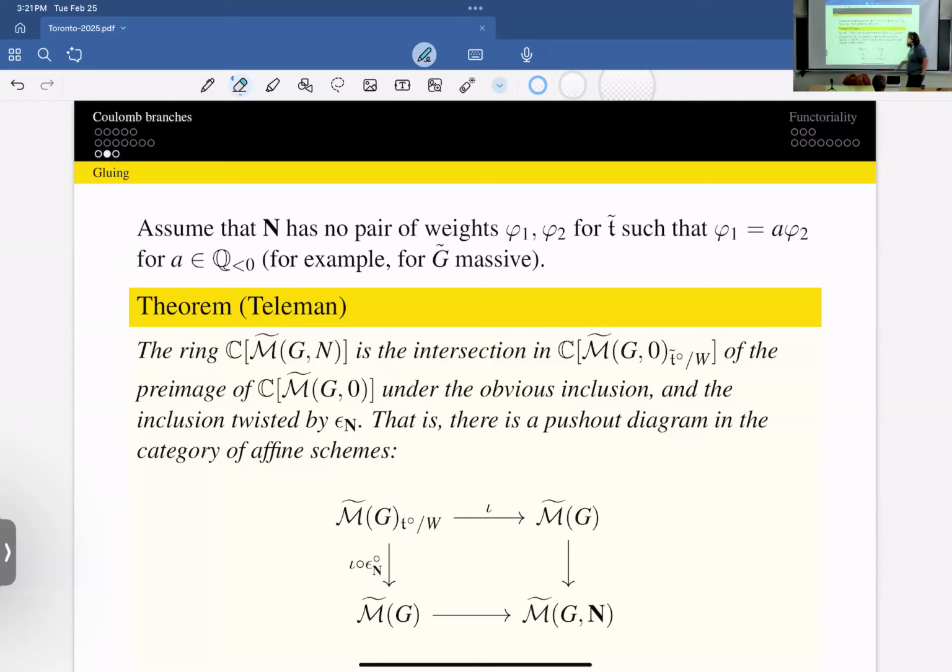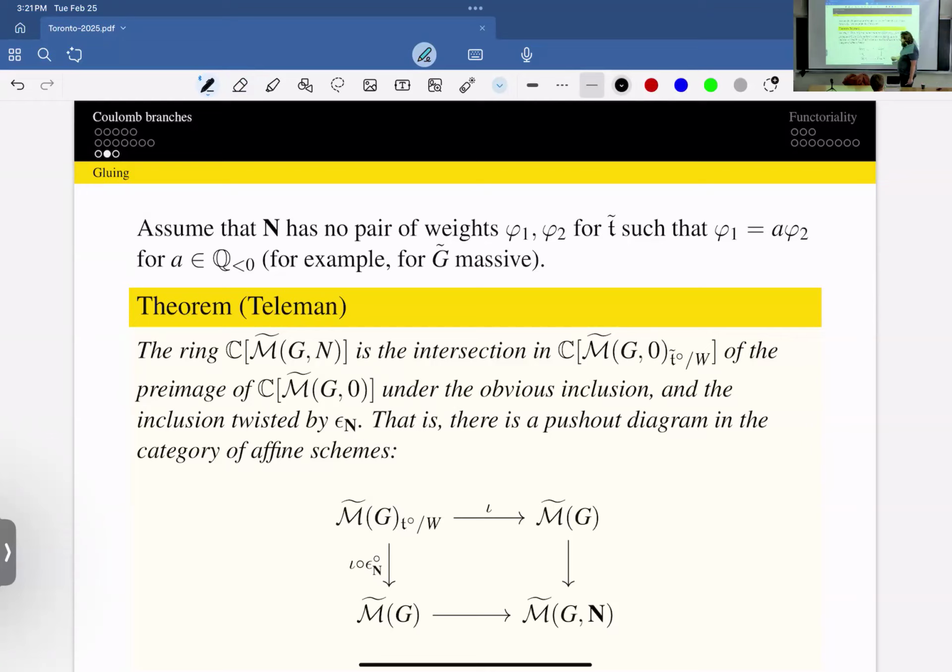If that happens, then you can describe the functions on MGN as the intersection in the functions on this open subset of the preimage of MG0 under 2 different maps. So this is an open subset of MG0, so there's the obvious map of restriction functions. And then I can also do that and twist by this automorphism epsilon. So what I'm doing is when I apply epsilon, I'm sort of changing the degree to which things have poles or zeros when they go to these hyperplanes defined by roots.